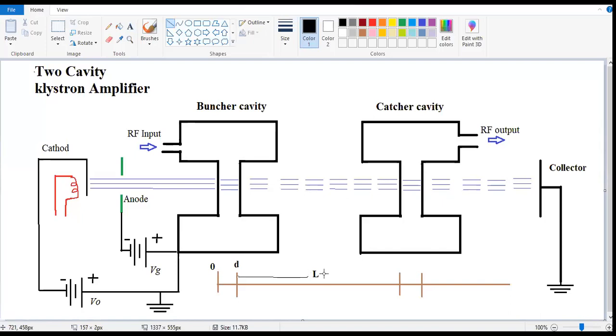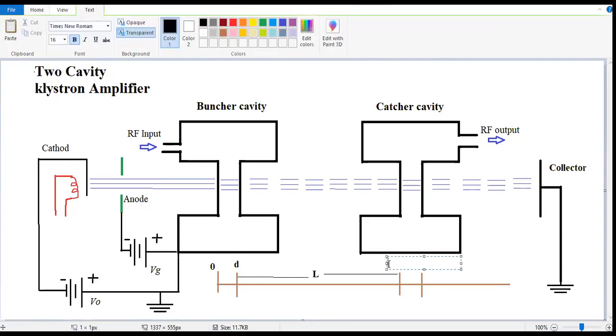Okay, and from here to here, this is your distance L. Okay, so this is your distance L, and this is again L, and what will be this distance? So this distance is L, and this is distance D. So at this location, this will be L plus D.